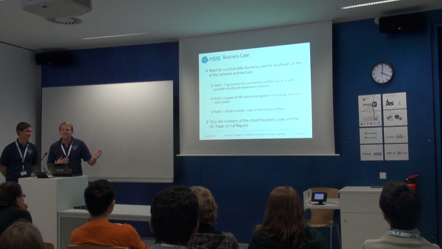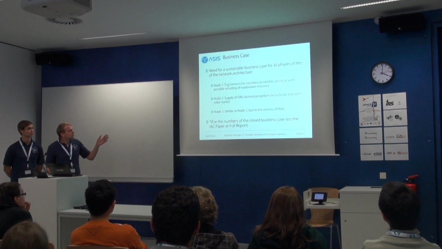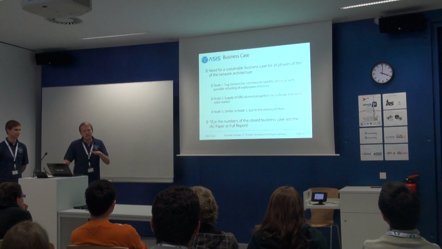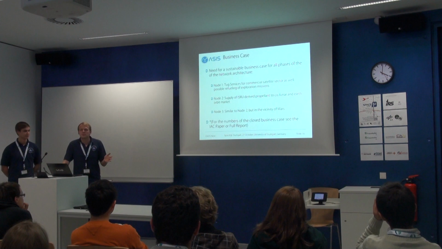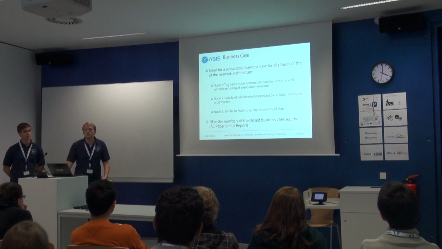It's something that's economically sustainable, and although it does require initial investment, that's on the scale of commercial companies being able to do it. It's a phased approach, so that the previous phase can fund the next one. So for node 1, the investment wasn't too large, about $250 million to $500 million. And the way that makes money is through the tug services for the commercial satellite sector, the GEO services, which I'll explain more on the next slide, and also the possibility of governmental contracts, refueling for exploration and stuff like that.